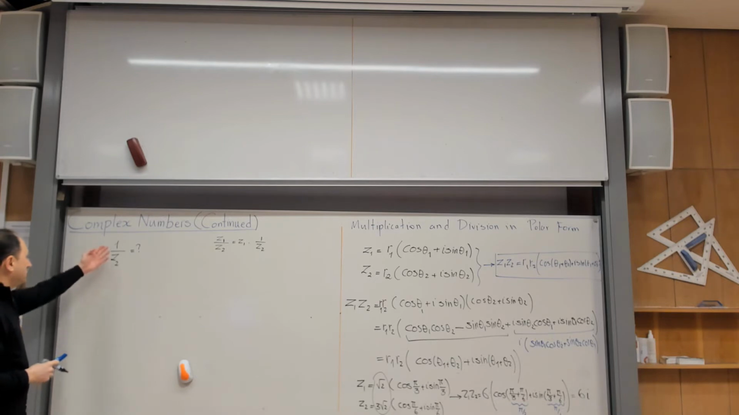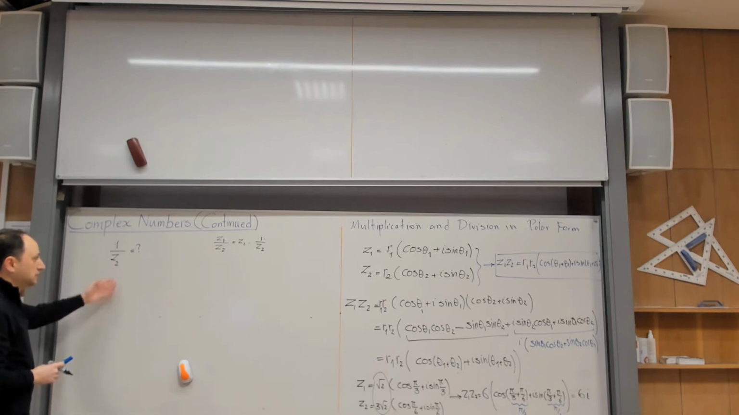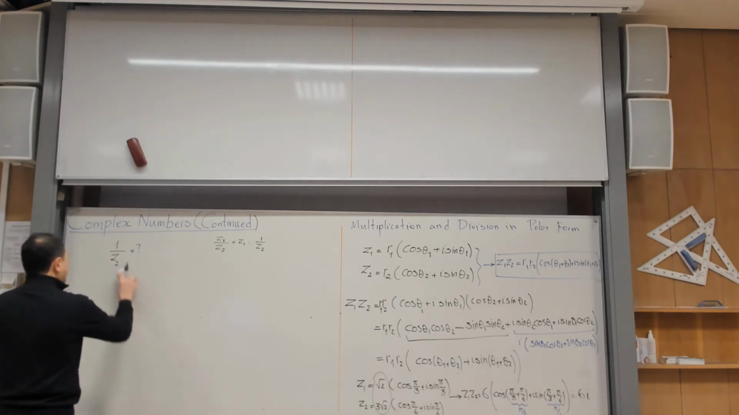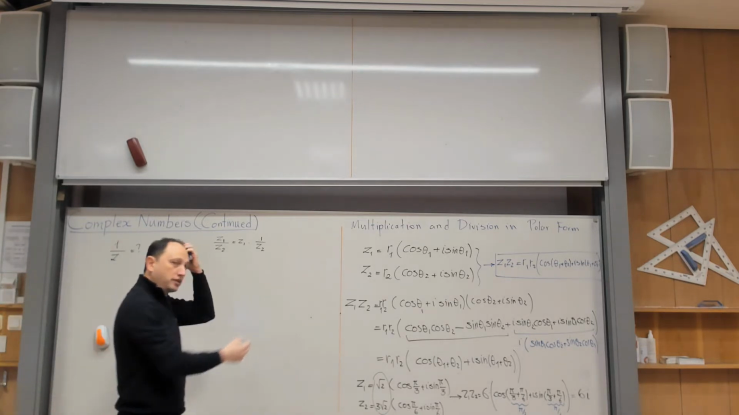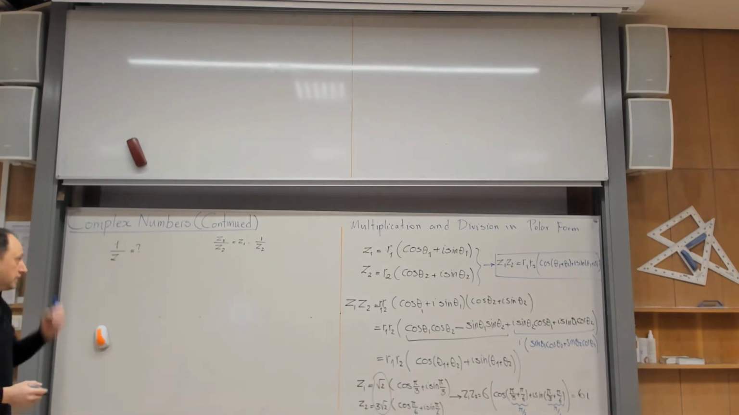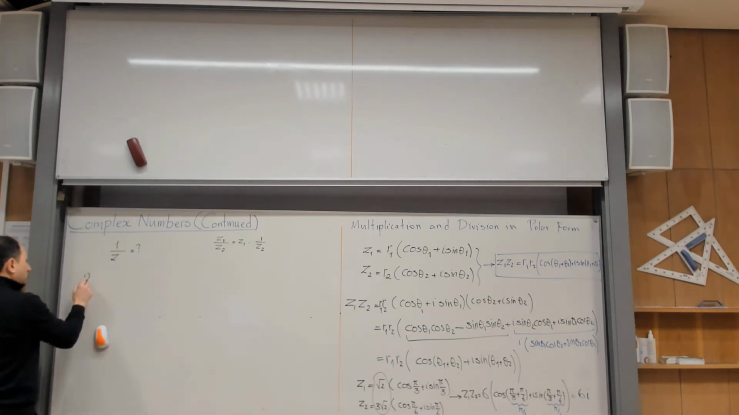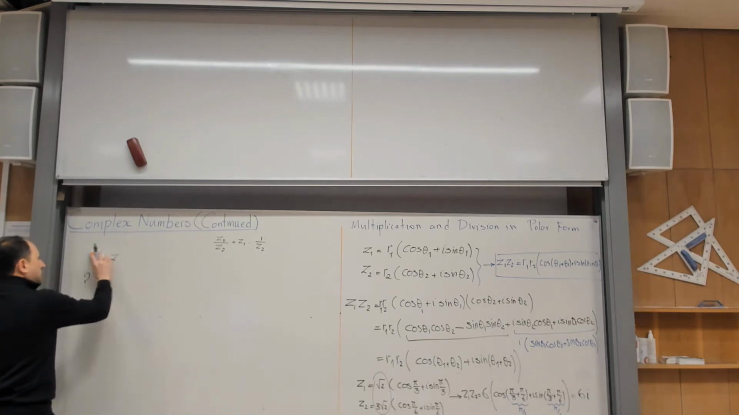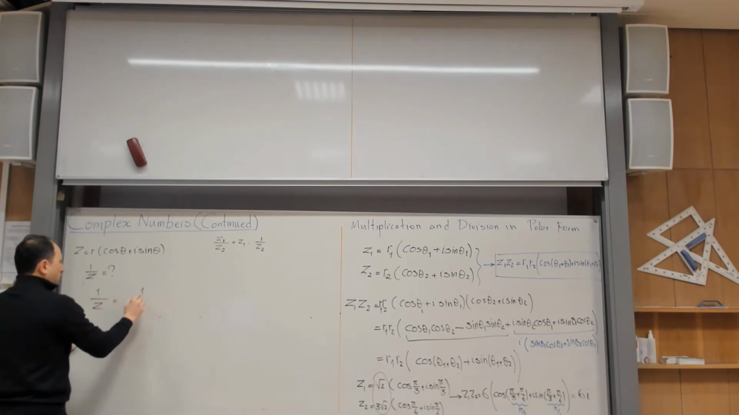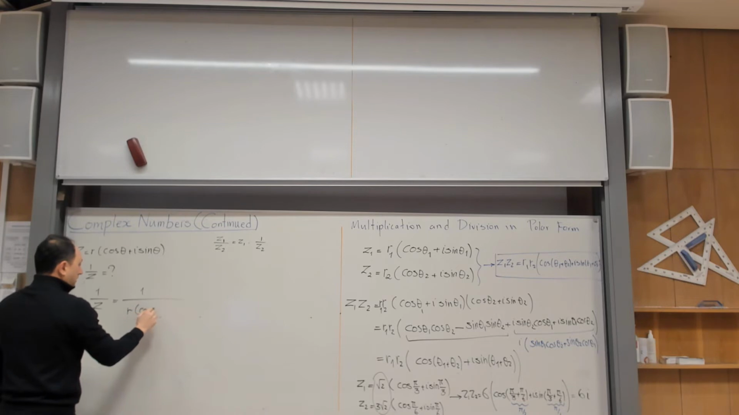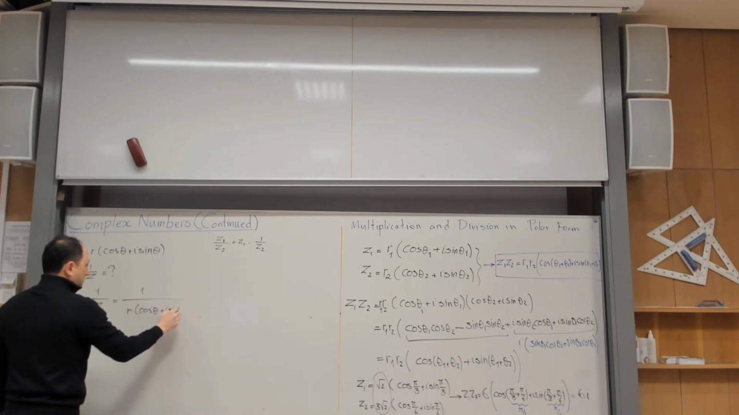Of course, this is very strange. I start with 1 over z2. So if you don't mind, let me just write z to see what happens if z is r cosine theta plus i sine theta. Yes? So let me make it clear. If z is r times cosine theta plus i sine theta, what is 1 over z? So 1 over z is equal to 1 over r cosine theta plus i sine theta.